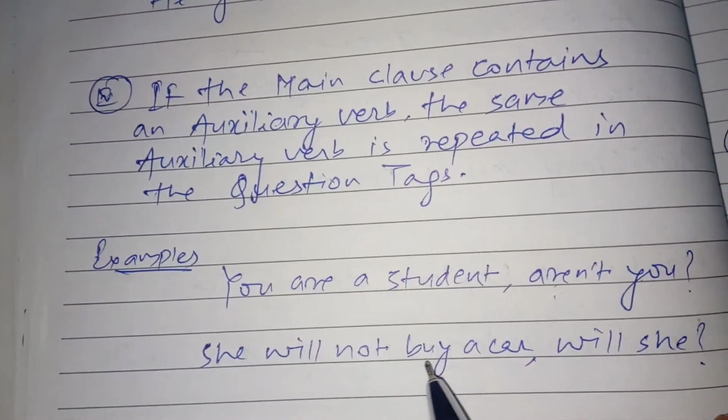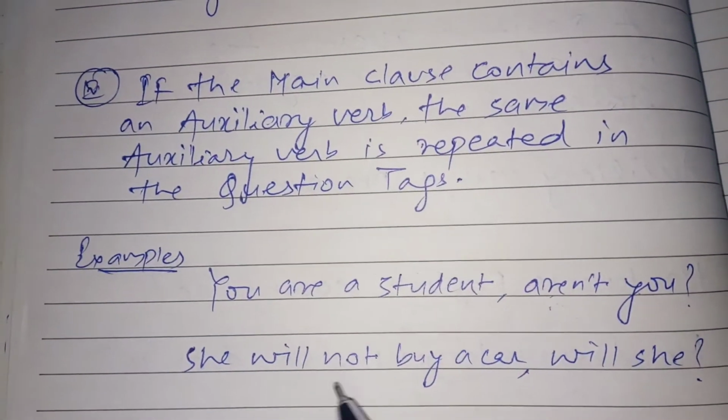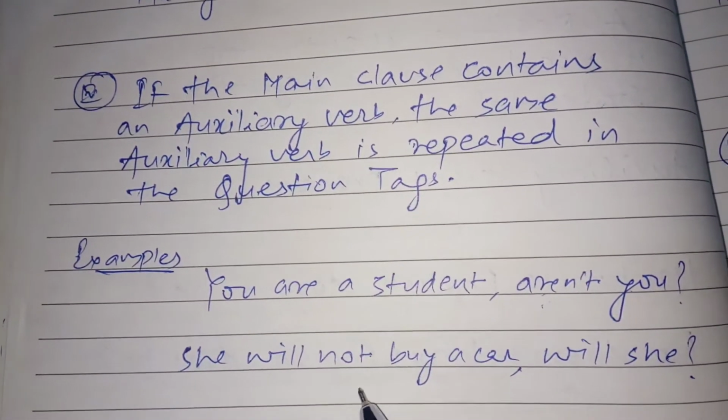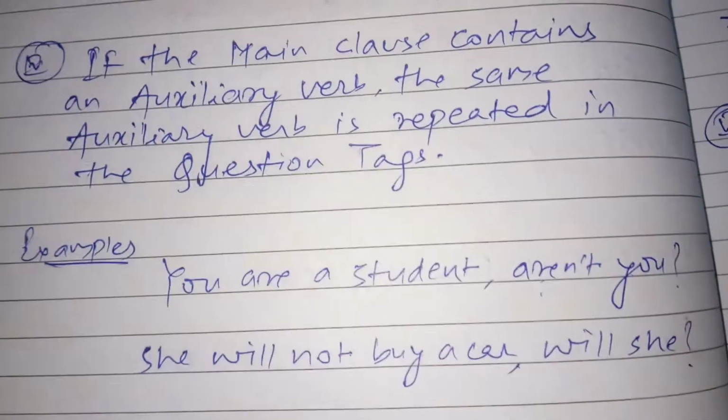Again, she will not buy a car. Will not. This is a negative statement. So what happens? The same auxiliary verb will be repeated here, but the statement is negative, so a positive question tag will be used here. Next rule.